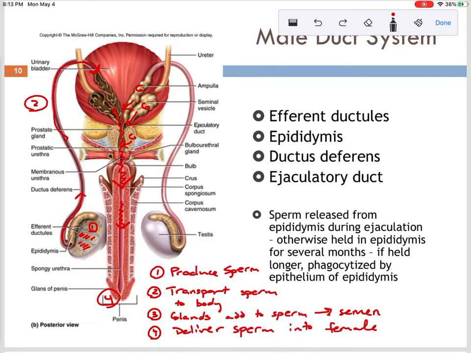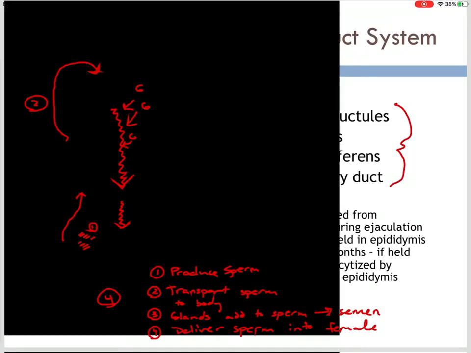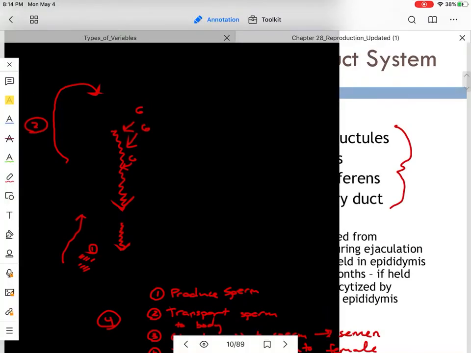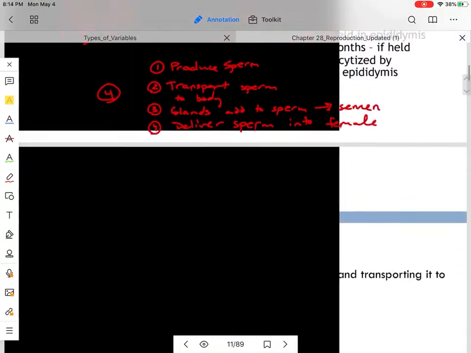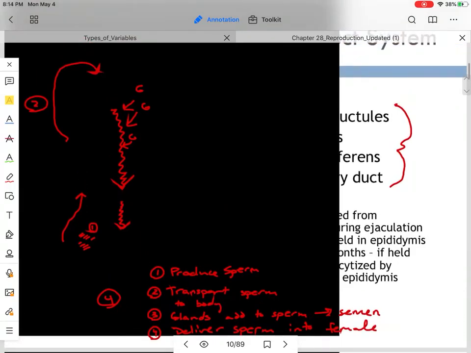Okay, so we talked about step 1. The male produces sperm inside of the seminiferous tubules. Now let's talk about step 2, how that sperm gets transported up into the body. As I said before, it is transported up into the body through a series of ducts, and these are listed in order. I do want to pay attention to the note.